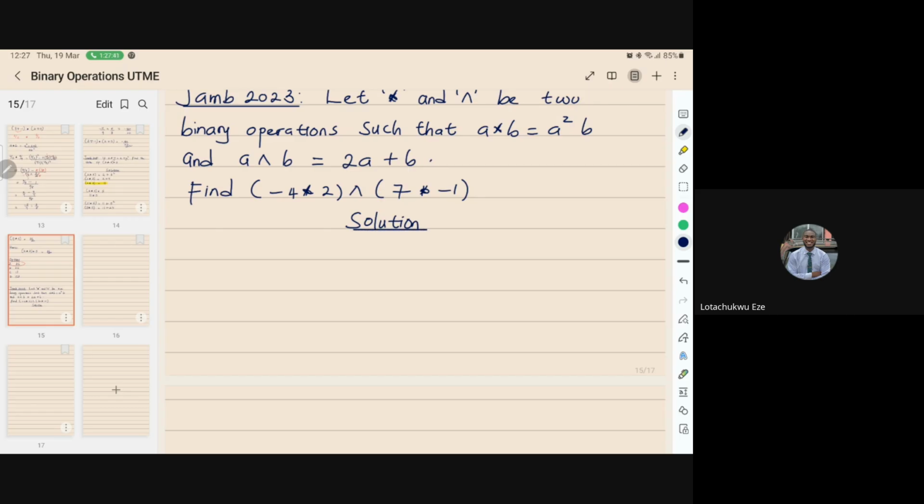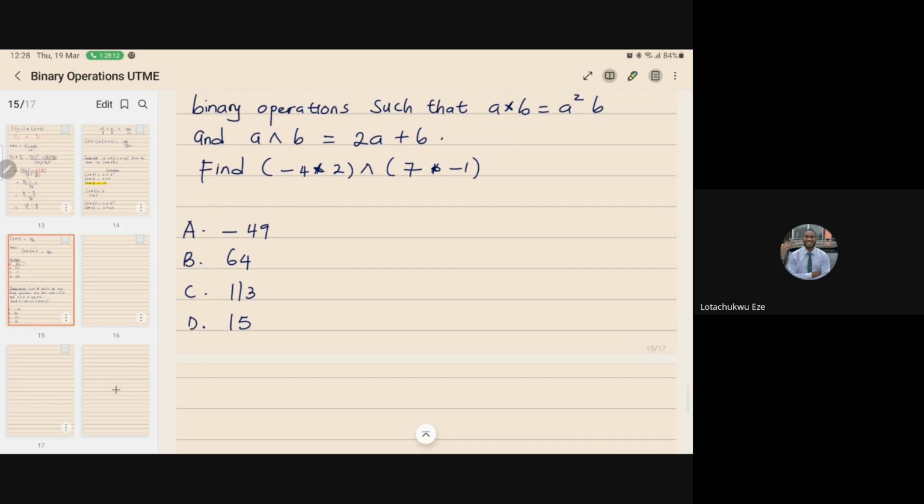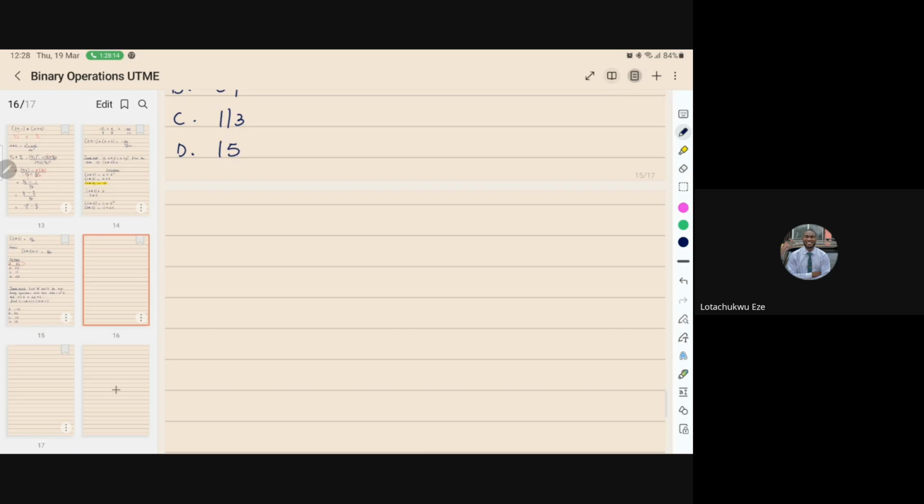Okay, so based on that, how do we go about this, right? So the first thing I need to do is let's bring out the rules. Sorry, let me put the options. So they gave us the options. A is minus 49. Your B is 64. Your C is 113. Your D is 15. So the first thing I need to do is to write down those rules that were given to me. So solution.